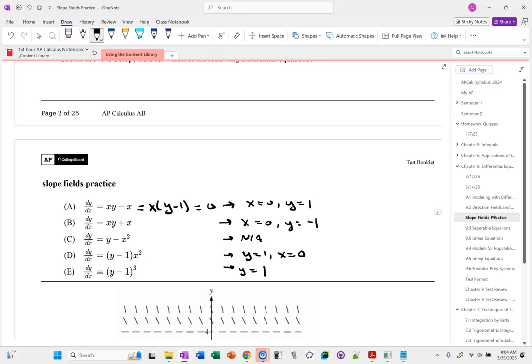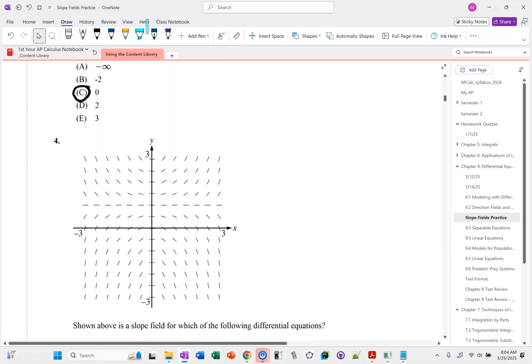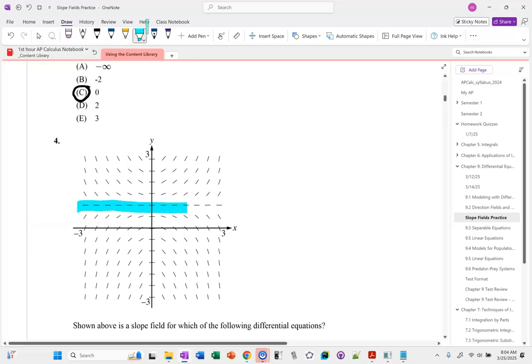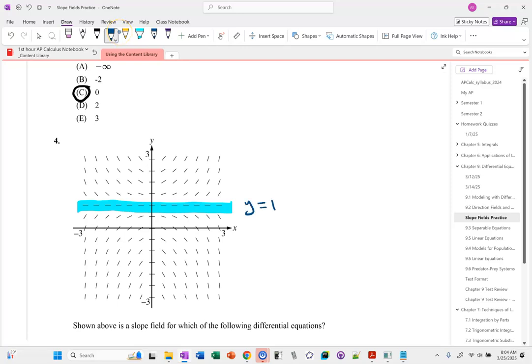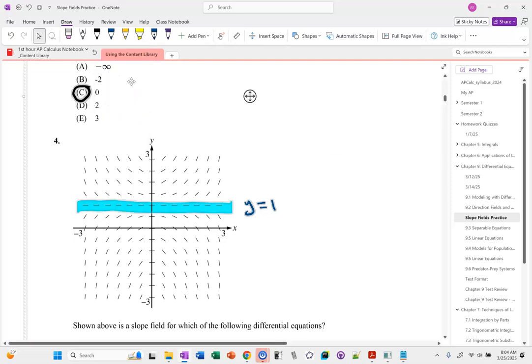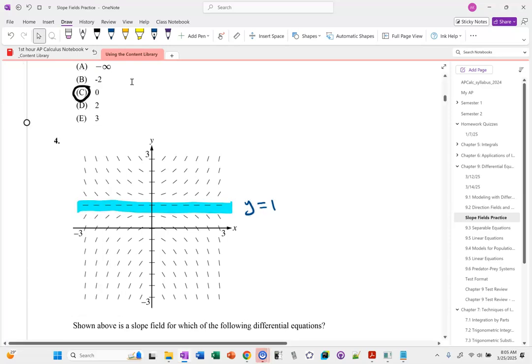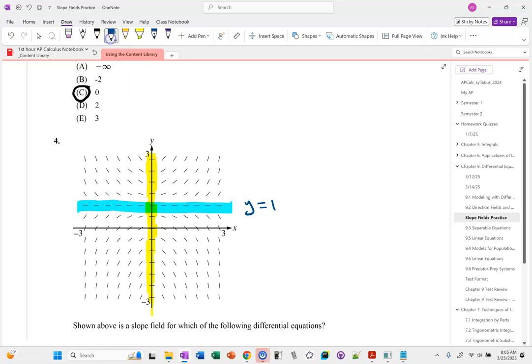Okay. So this guy looks like it's going to be the biggest problem in sorting the two apart, correct? Because they have the same equilibrium values. Let's go look at the graph now. So I have an equilibrium value here that appears to be y equals 1, because the slope is 0 there, right? Because it's a horizontal. And I have an equilibrium value here at x equals 0.